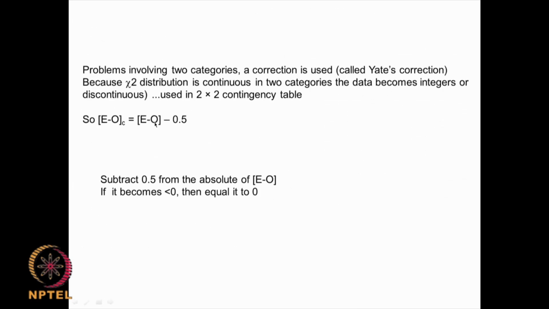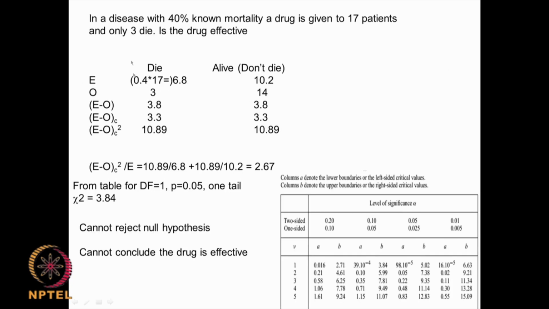So we subtract 0.5 from the absolute value of E minus O. Let us look at a problem in a disease with 40% known mortality.